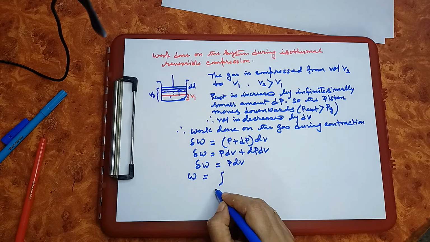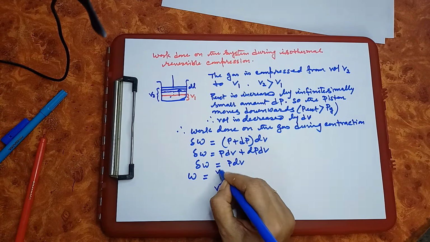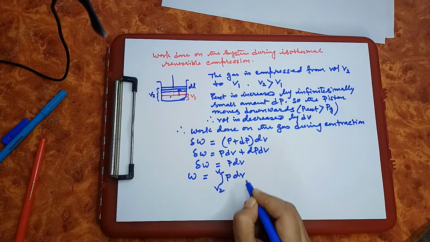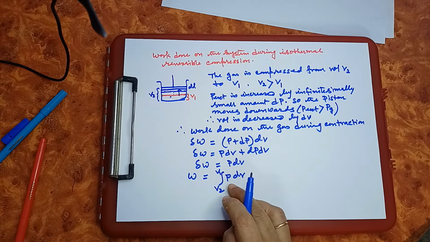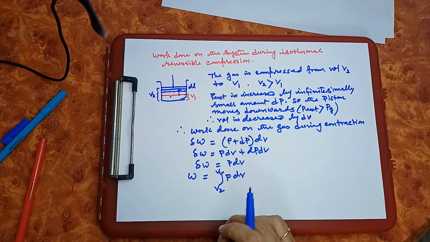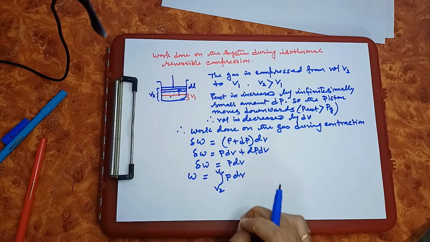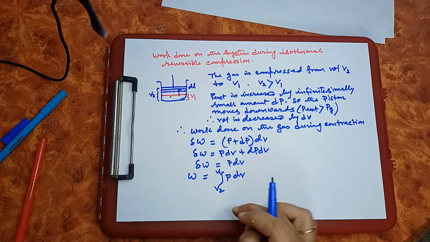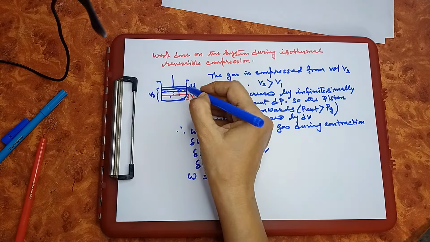What is the initial volume? V2. Final volume V1. Then P dV. Now this P, external pressure, in every step is increased by a very small, infinitesimally small amount. So in each step it is constant external pressure, but it is different from one step to another.